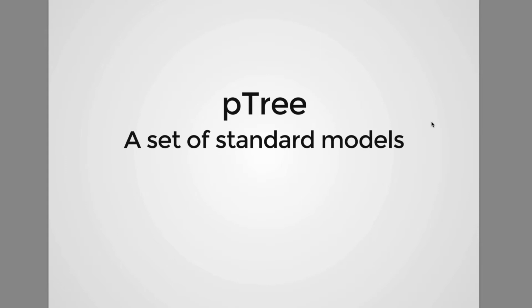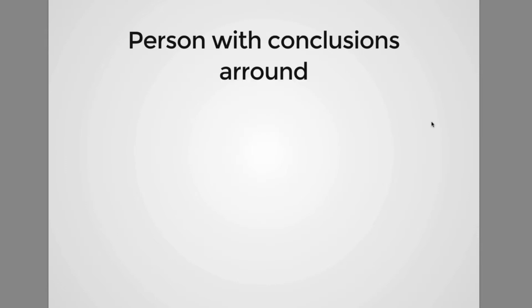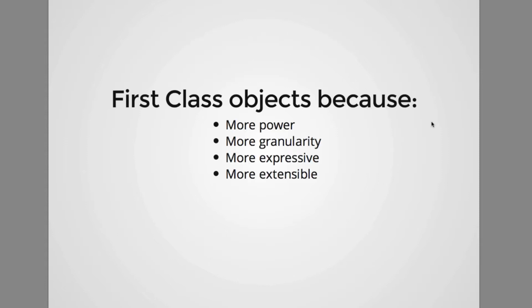So P-tree is a set of standard models. We're going to show a person, and how we relate person with these abstract conclusions. We have birth, we have marriage, and we make a lot of things first-class objects, because we want power, granularity, expressiveness, and extensibility. So you push as much as you can up to the node and property level because it increases your granularity when you're doing commits. It also increases the expressiveness of your traversal queries as they go through.